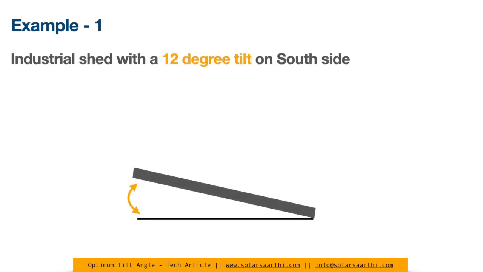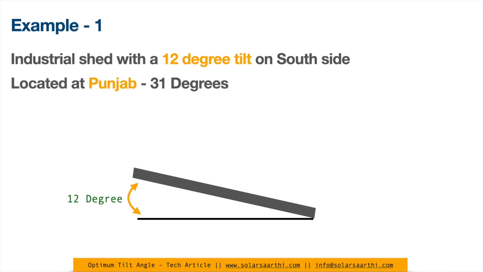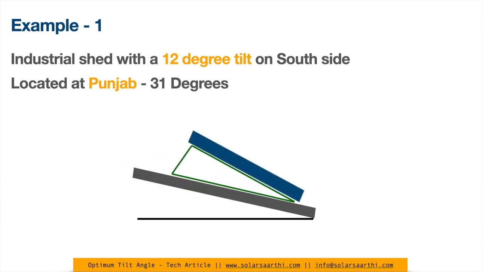For example, we have an industrial shed with a 12-degree tilt facing towards the south side. Let's say it's a metal roof that already has a 12-degree tilt and is facing south. The location is Punjab. The latitude of Punjab is around 31 degrees, but my existing tilt angle is 12 degrees. So again, if we go by the thumb rule here, shall I add an extra structure to give 31 degrees to my existing 12 degrees so that I can get the optimum output from that?